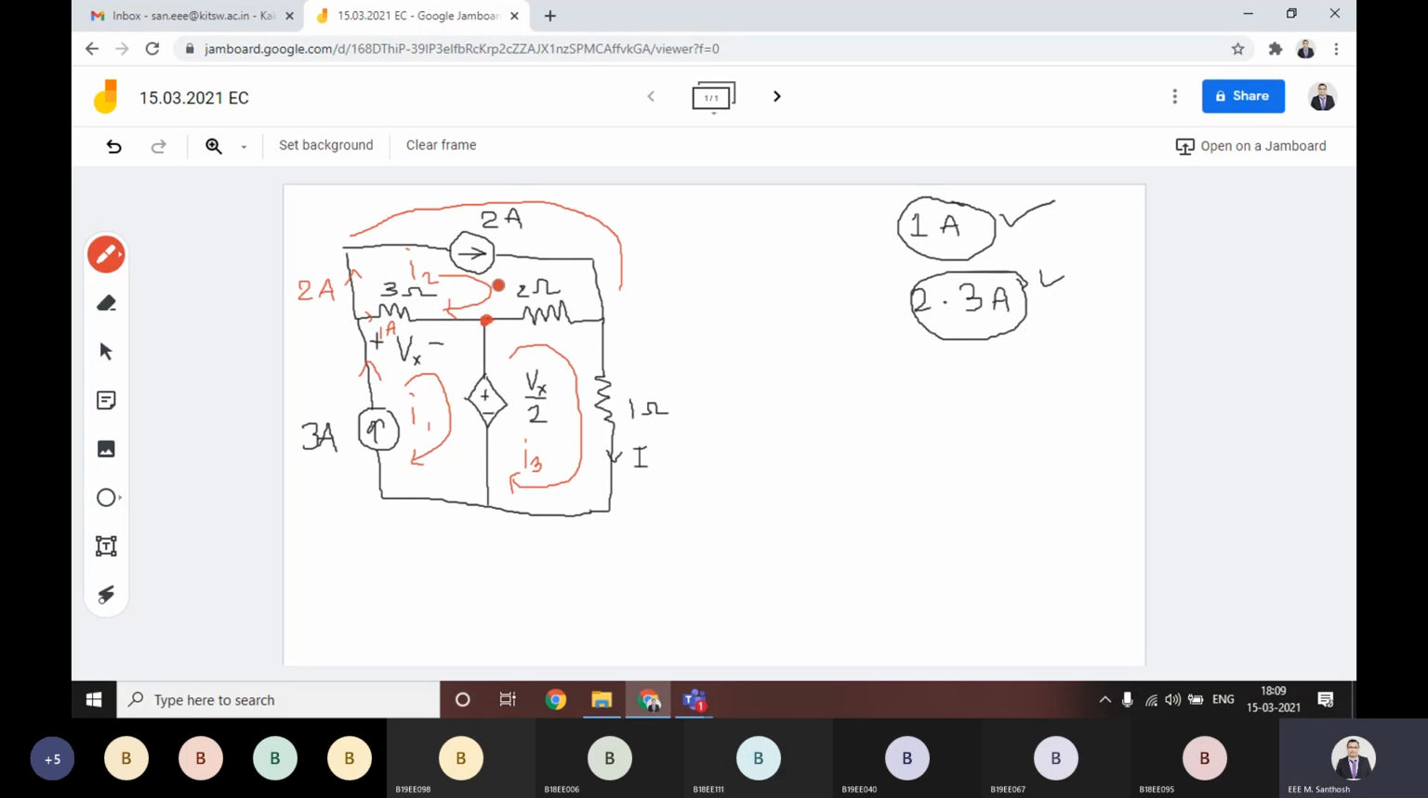In this loop, how much current is flowing? That is equal to 2 amperes. In this loop, how much? This is directly equal to 2 amperes. I hope you are getting this.